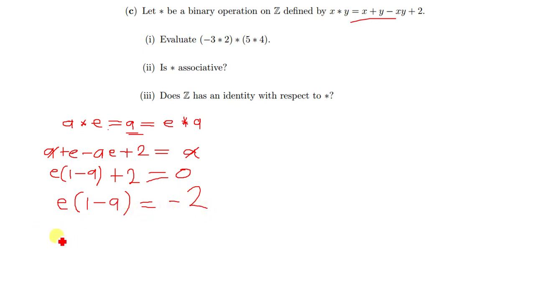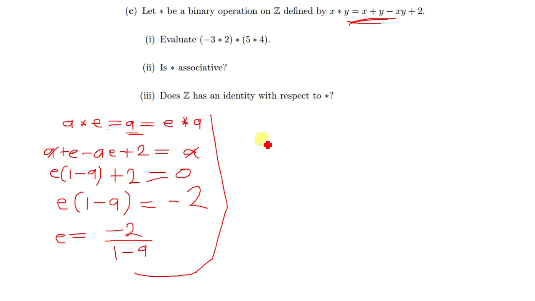So here you just make e the subject of the formula. So this is going to be e over 1 minus a. So this is what has given us to be an identity. Now if you want to prove whether what you've been given is an identity or not, what you should do is you test this.